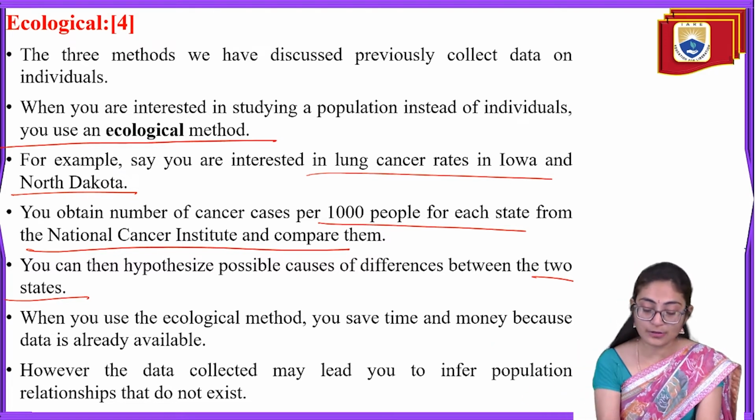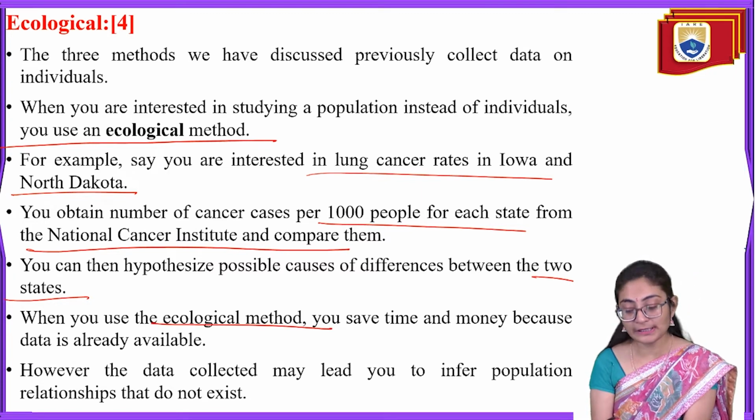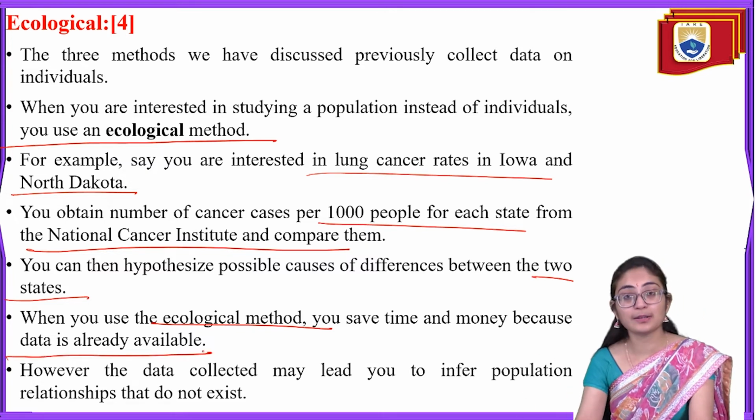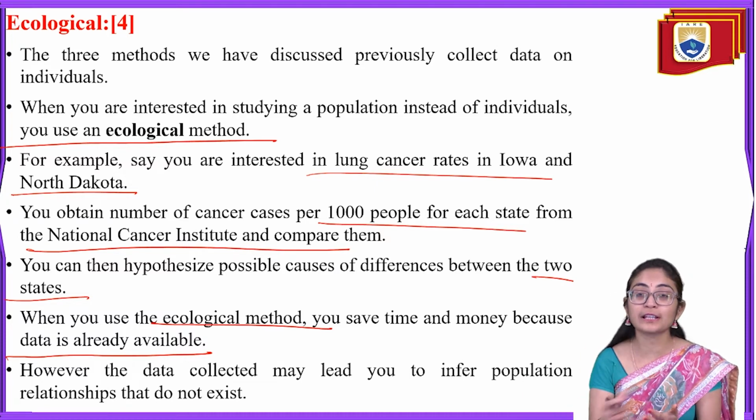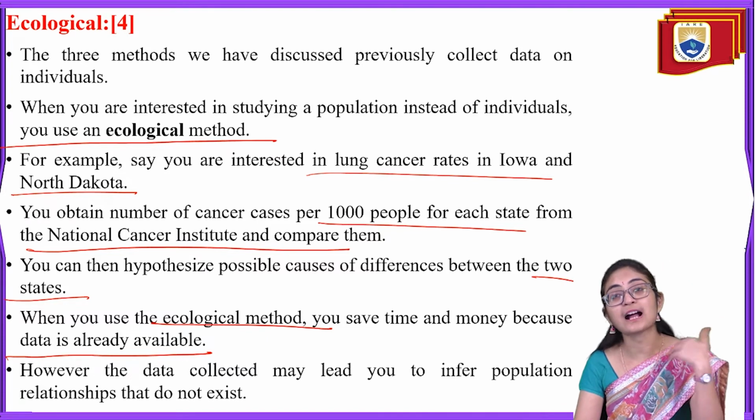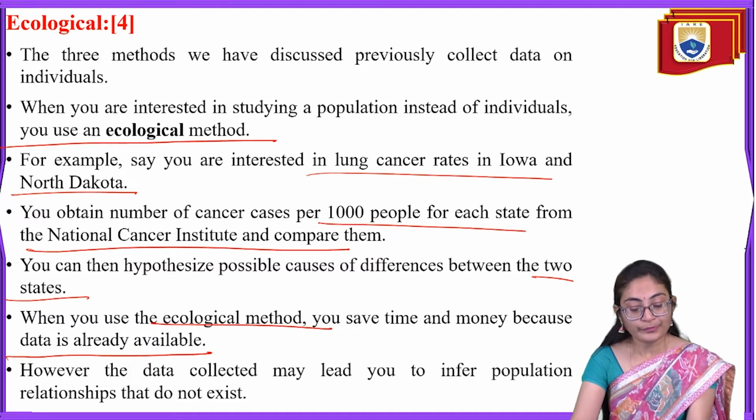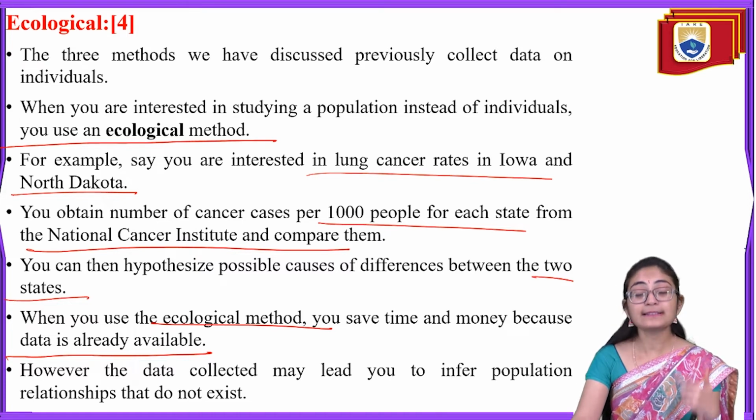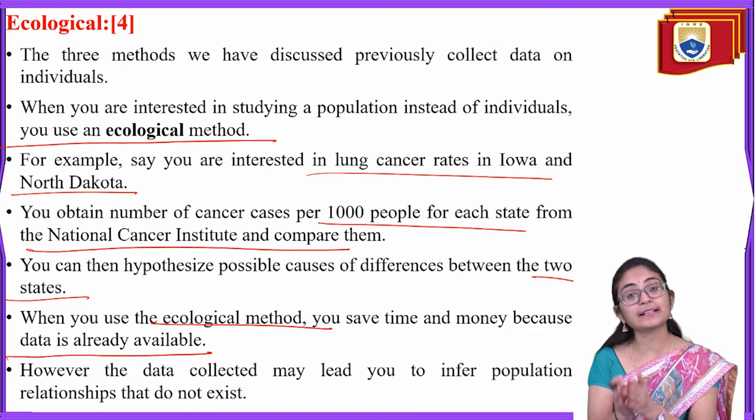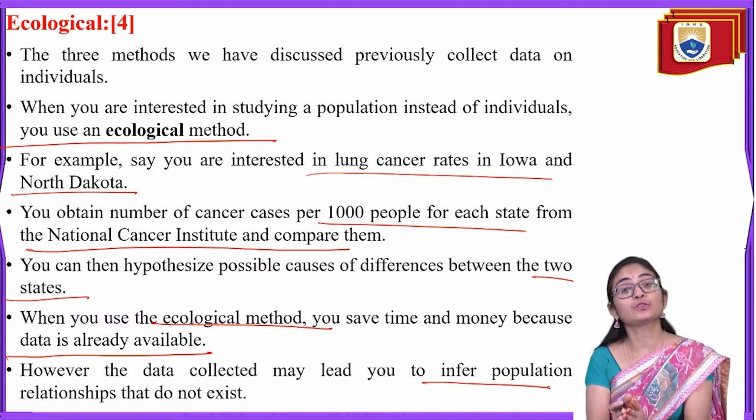And when you use this ecological method, you will save your time and your money because data is already available on the site. There is no need to go and communicate with individual persons. Directly you will get the result on the site. That is the ecological method. However, the data collected may lead you to infer population relationships that do not exist.